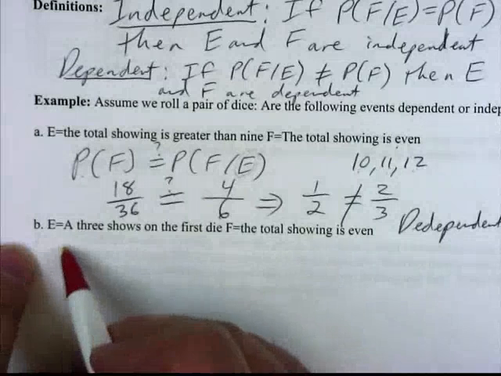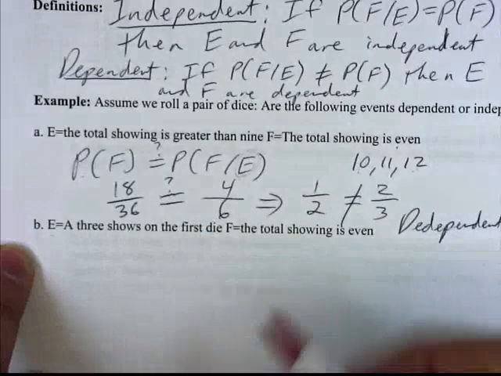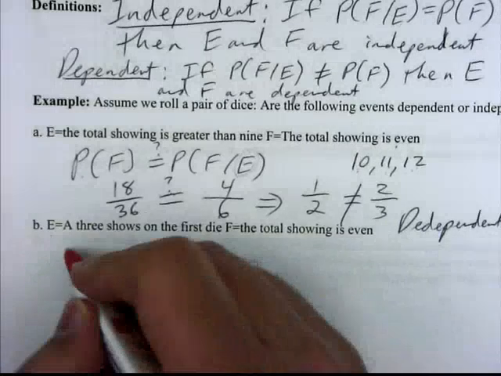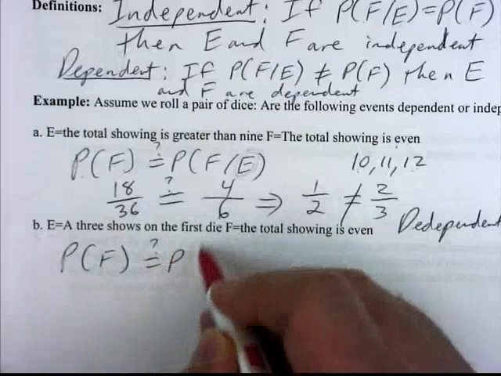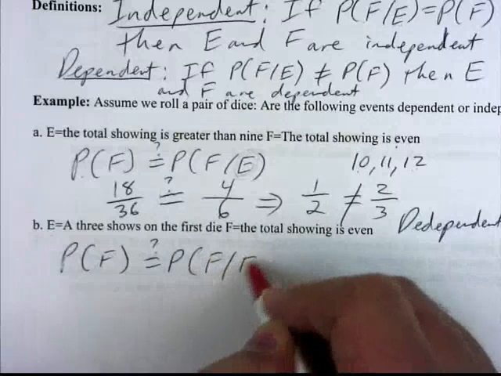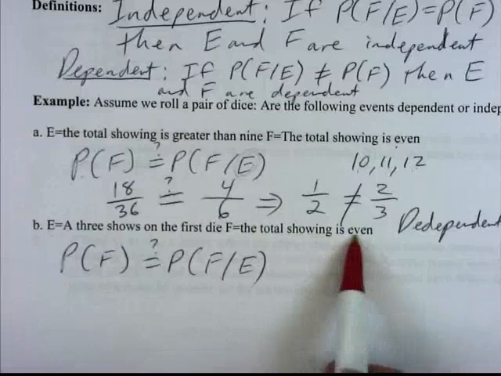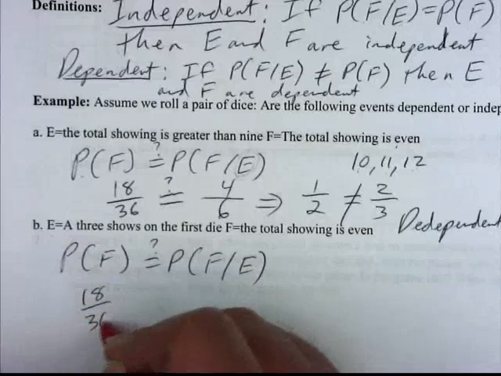Now, for part B, let's have E be that a 3 shows on the first die, and F be that the total is even. All right, so I'm going to find the probability of F, and I want to know if that's equal to the probability of F given that E has occurred. So the probability of F that the total showing is even, that's the same as above, 18/36.